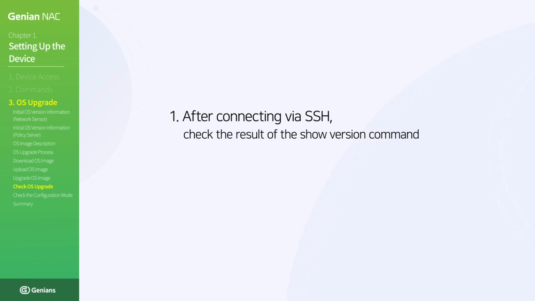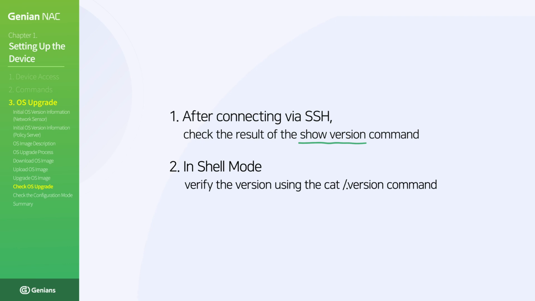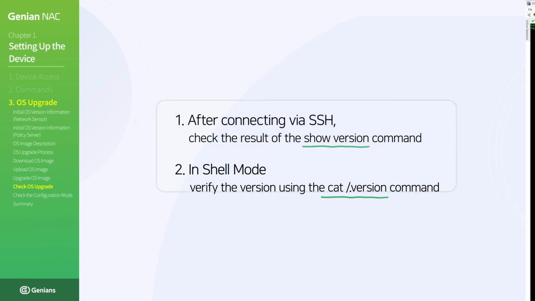There are 2 ways to confirm the upgrade. 1. In Genian CLI mode, execute the show version command to check the currently applied image version on the device. If the displayed version matches the image version used for the upgrade, the upgrade was successful. 2. In Linux shell mode, execute the cat /.version command to check the currently applied image version on the device. If the displayed version matches the image version used for the upgrade, the upgrade was successful.